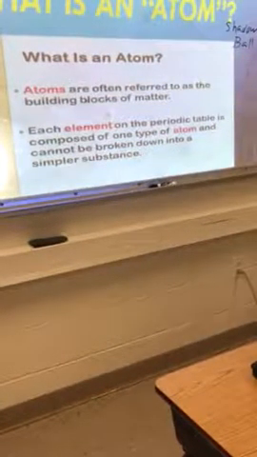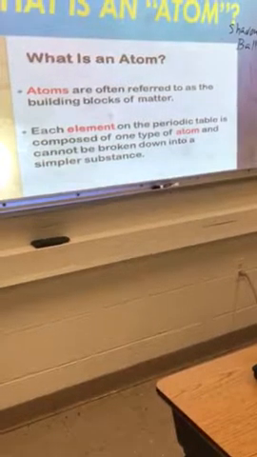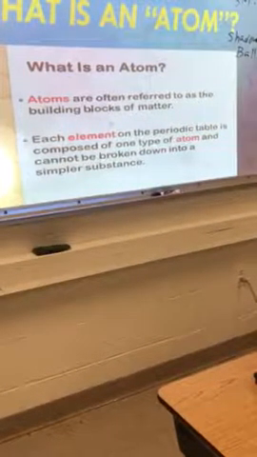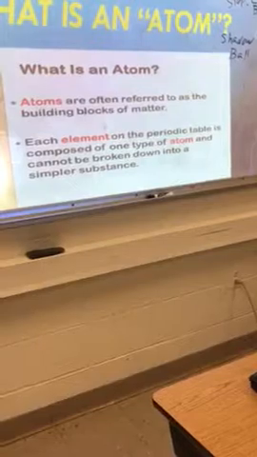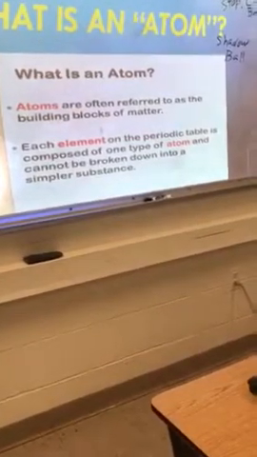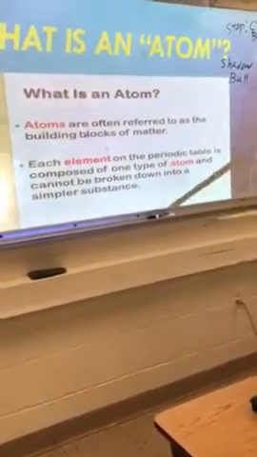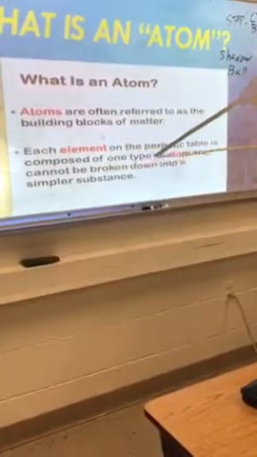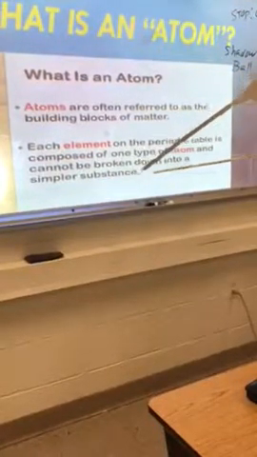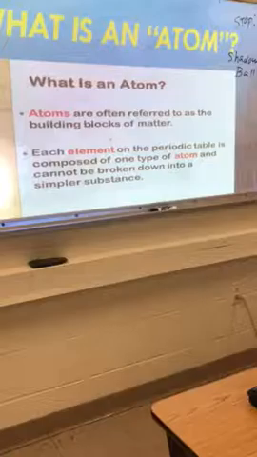Each element on the periodic table, what we just mentioned earlier with the helium and all those different things that make up a periodic table, is composed of one type of atom and cannot be broken down into a simpler substance.